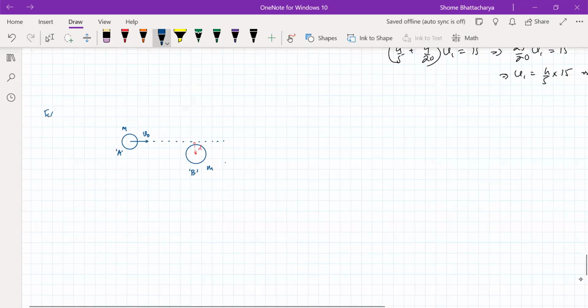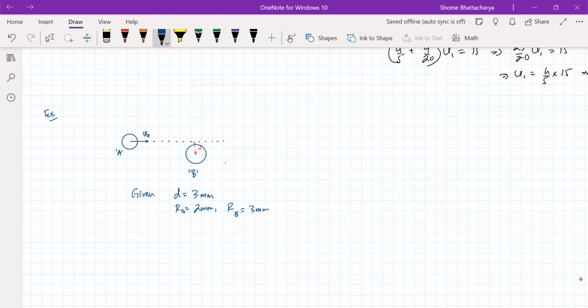Okay, so our next example, let's say given that A and B are of different masses apart from being of different radius. So this time, let's take D as 3 millimeters and R of A again as 2 millimeters, R of B as 3 millimeters. And let's take the masses in that ratio, or let's say the mass is proportional to the area. So 4:9 kind of ratio.